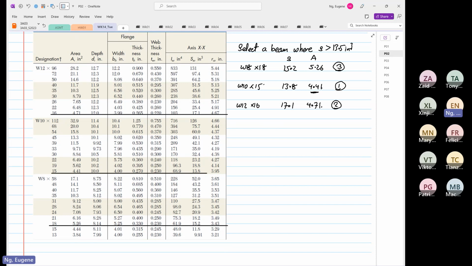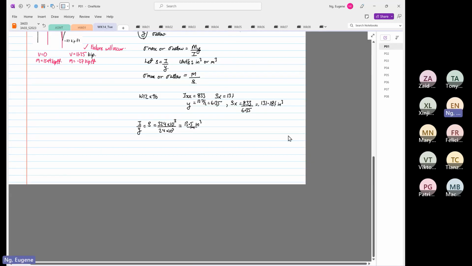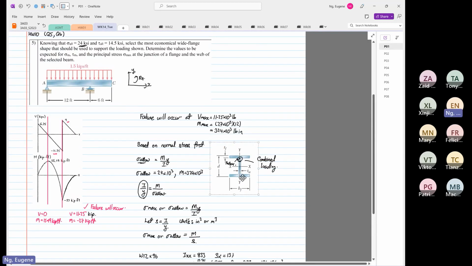So we pick our number 1. We are going to use W10 by 15. Now we are going to look into this cross-sectional area.